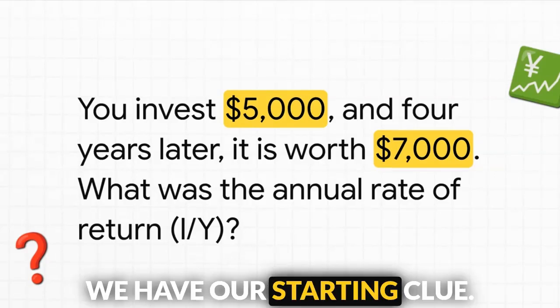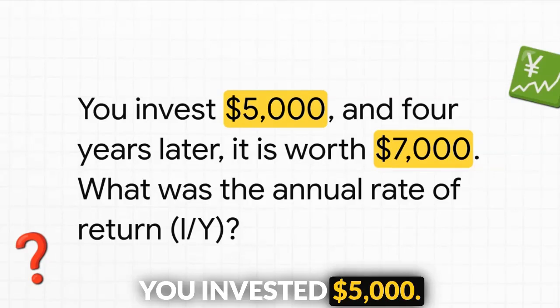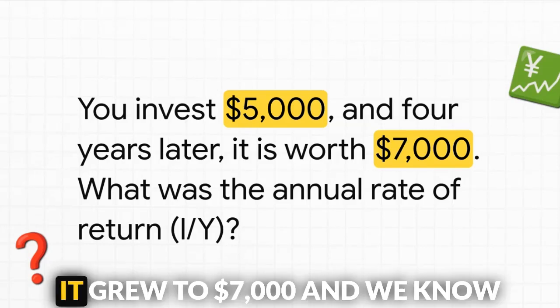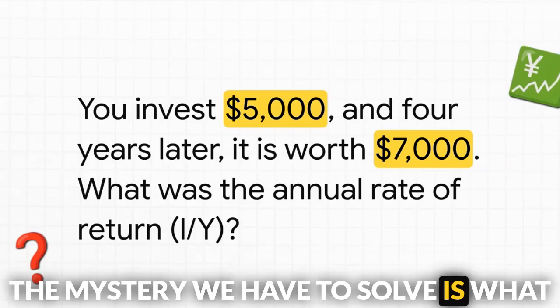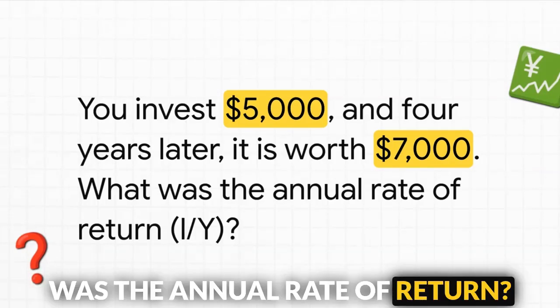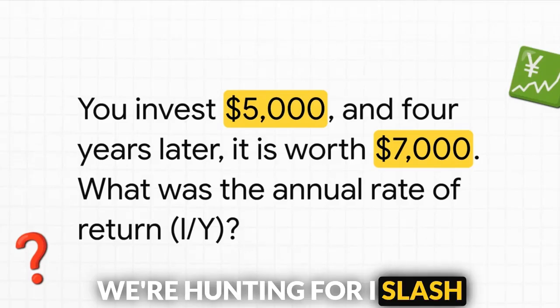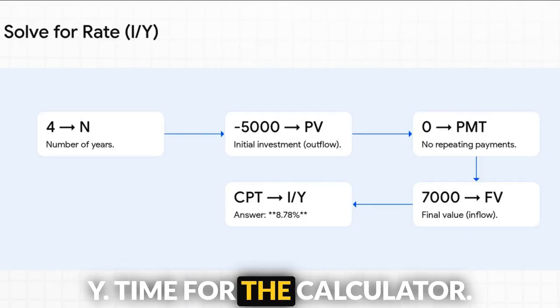We have our starting clue, you invested $5,000. We have our ending clue, it grew to $7,000. And we know how long it took, 4 years. The mystery we have to solve is, what was the annual rate of return? We're hunting for I/Y. Time for the calculator.